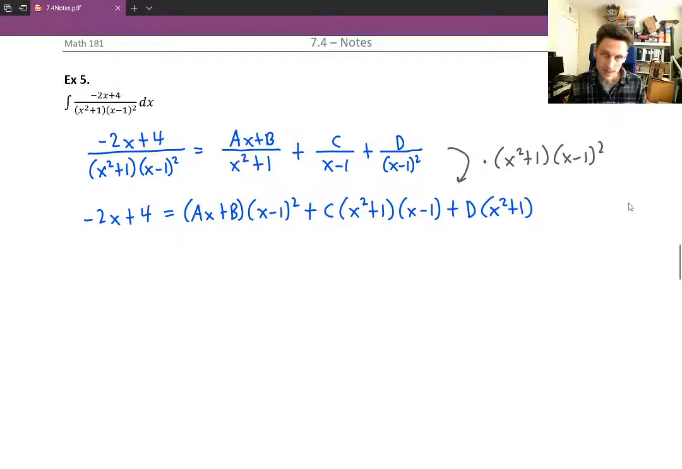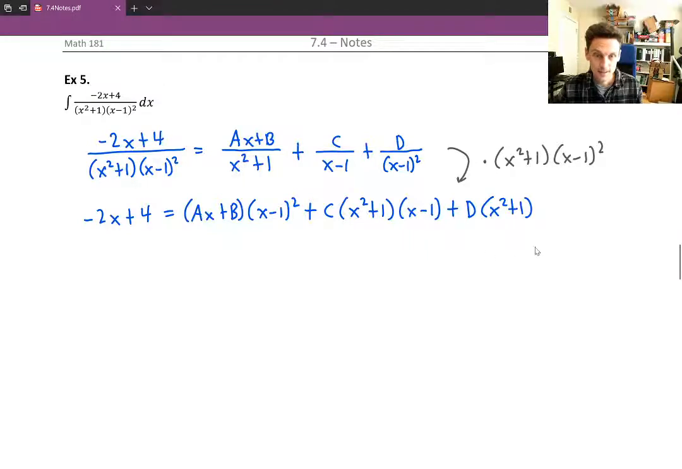Now, at this point, again, we have a couple of different choices. We can either expand everything out and do it that way, or we can look for x values that we could plug in to get some of the undetermined coefficients. Again, I call that the low-hanging fruit. And if there is any low-hanging fruit, might as well pick it. So let's find an x value that would get rid of all of the undetermined coefficients except for one.